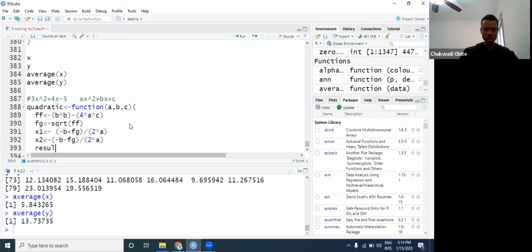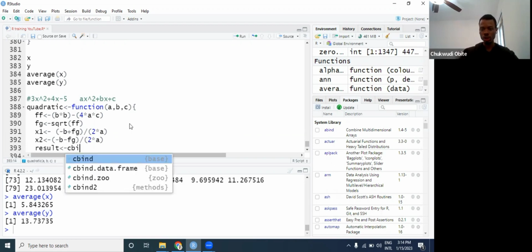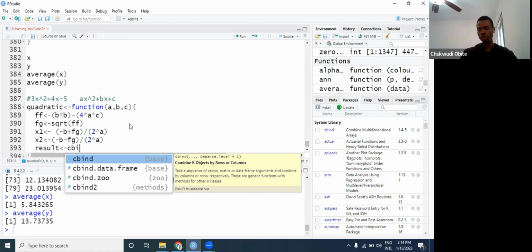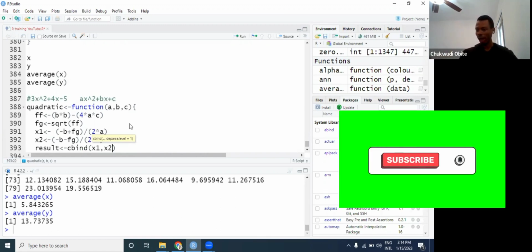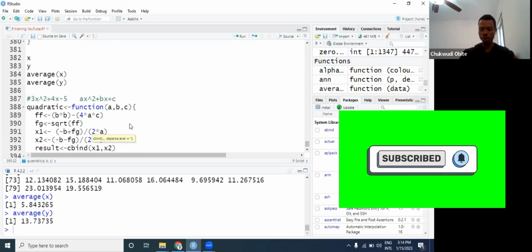Let me write results. You can use any name you want. So I want to bind both results together. So I will use C bind or arrow bind. C bind means you want to bind it based on column, or column wise. Arrow bind means you want to bind it based on row. X1, X2. So I want to see two results. In the pattern of this training, I didn't use C bind because we only had one output. But in this case, we have two outputs. So I'm using C bind to combine both.